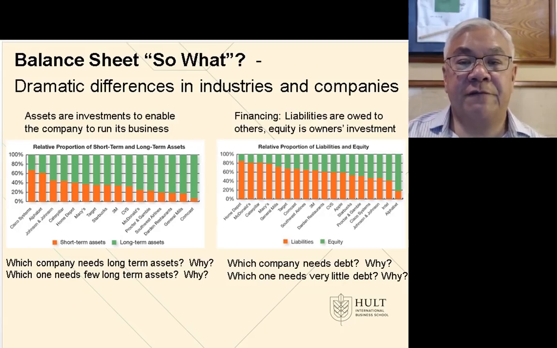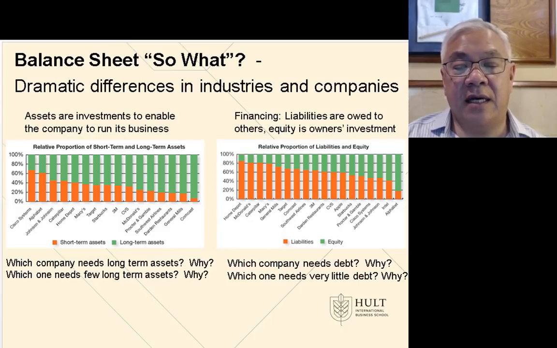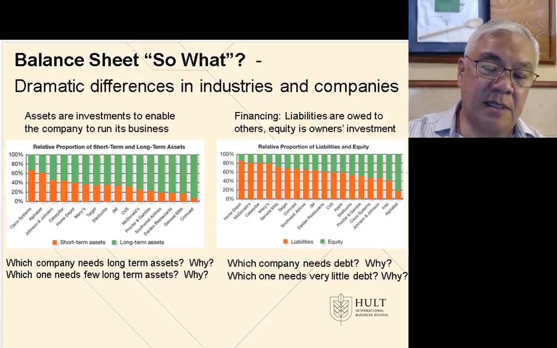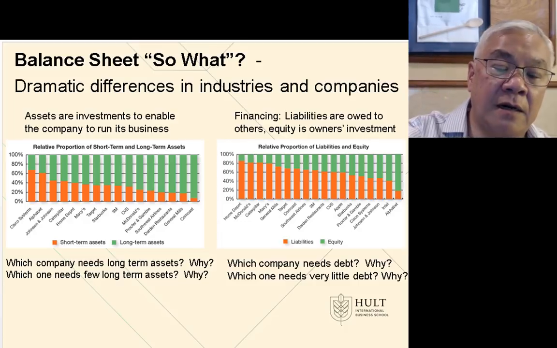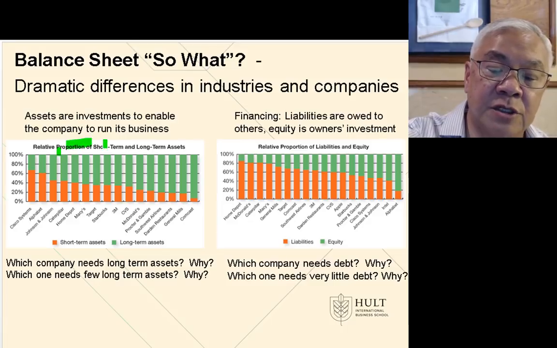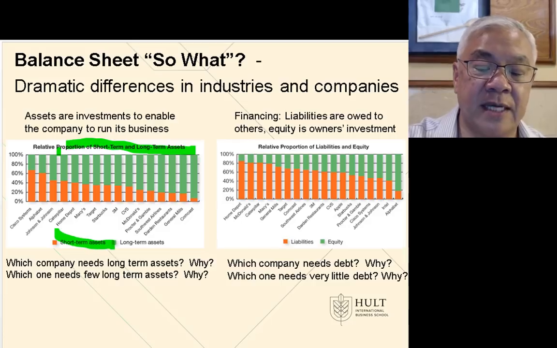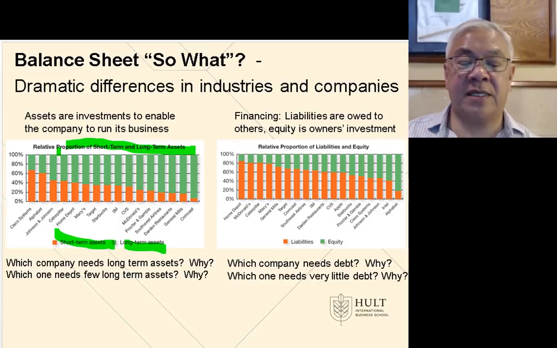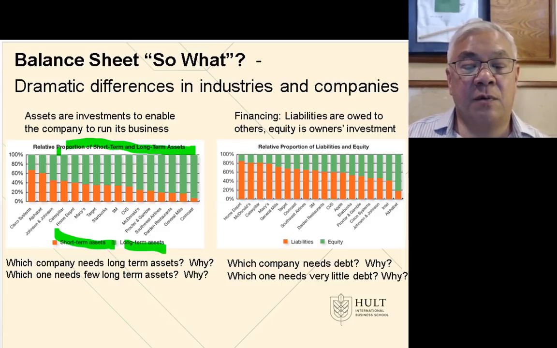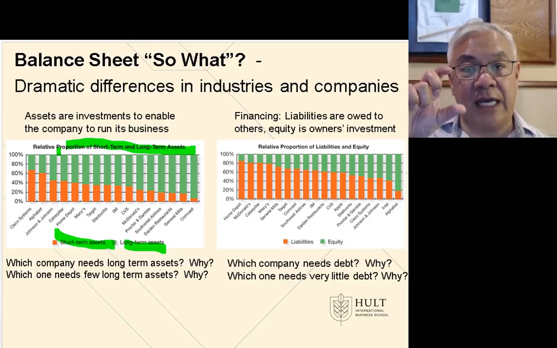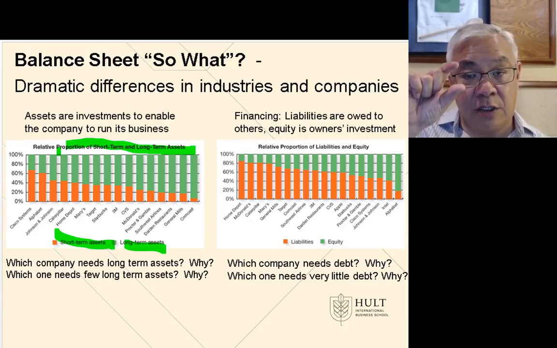All right, we have two different views here. One is looking at the asset side of the balance sheet, and the other is looking at the financing of the business, the right side view of the balance sheet. So the first example is a measure of the relative proportion of short-term and long-term assets, where the orange represents short-term and the green represents long-term assets. So the items with a lot of orange have a lot of short-term. The items with a small amount of orange do not have a lot of short-term.